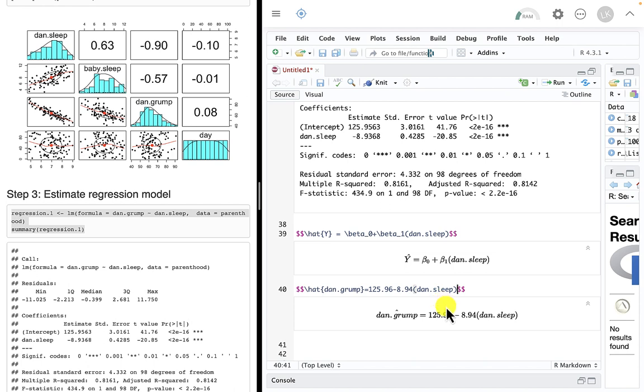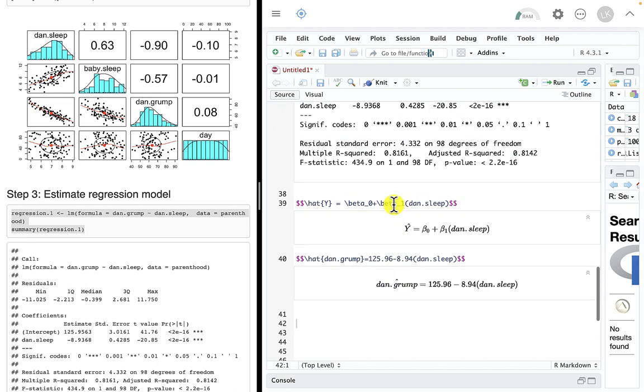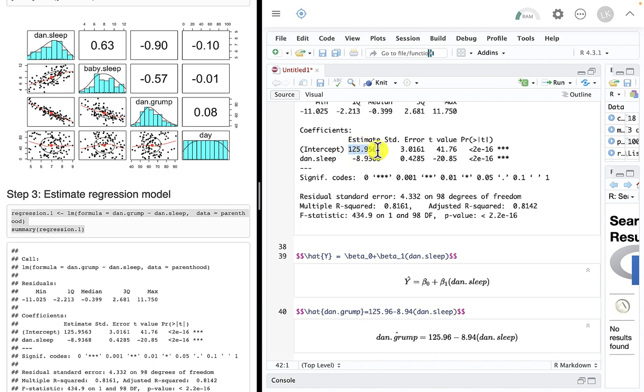All right, so the point is, don't worry about the LaTeX stuff. That's irrelevant. It's just so I can show you this formula down here. If I take and I put 125.96 minus 8.94, and then say Dan got 8 hours of sleep, I'll get an estimate for what Dan.grump is. And that's what these coefficients, or parameters, are for. And so another way of saying this is for every hour additional sleep Dan gets, he's going to be 8.94 points less grumpy. Well, there you go. All right. Hopefully that makes sense. If it doesn't, you can make an appointment with me and I'll be happy to help you.